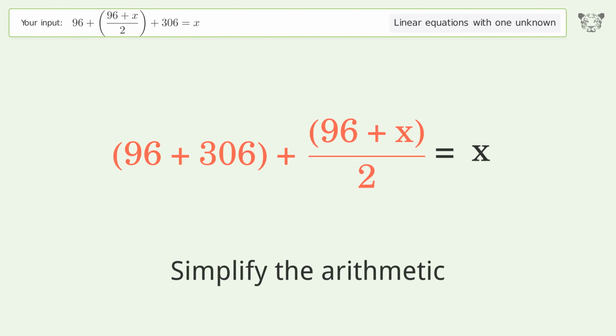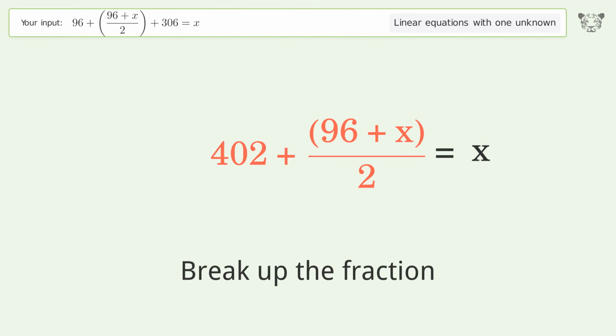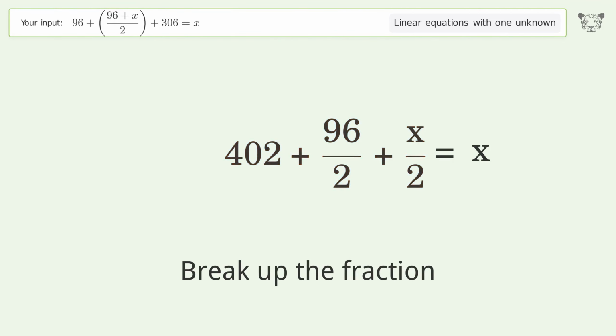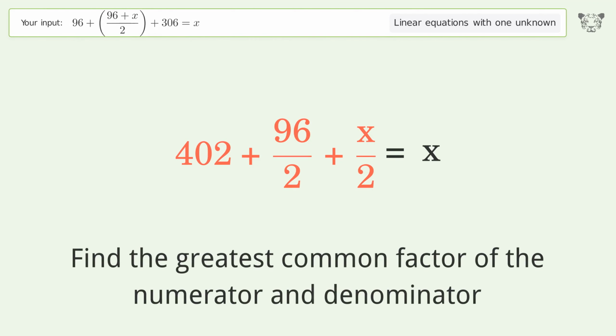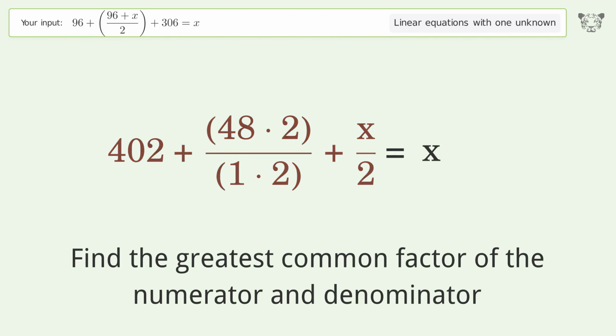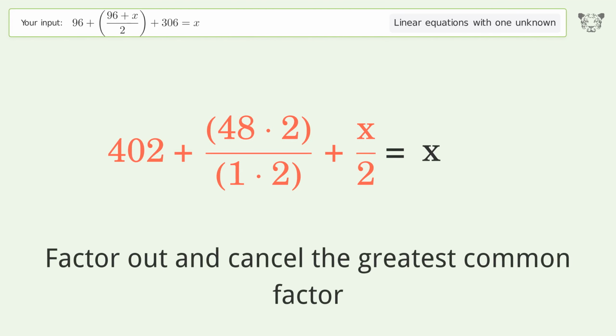Simplify the arithmetic. Break up the fraction. Find the greatest common factor of the numerator and denominator. Factor out and cancel the greatest common factor.